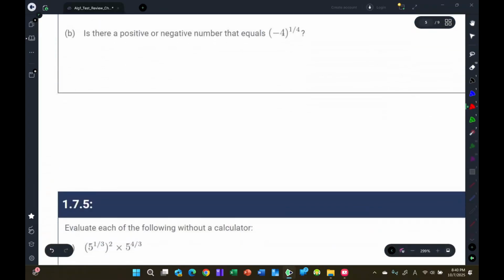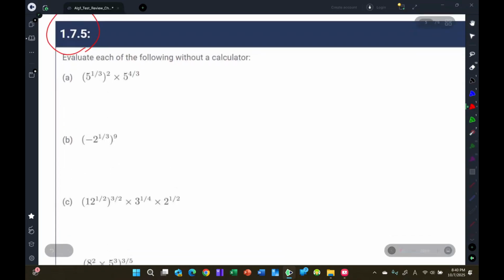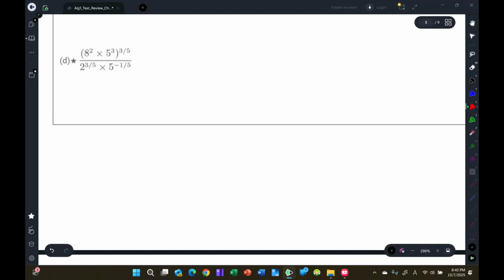And moving down, down, down. I'm going to go over 1.7.5. D, the star-spangled one again. Now, I see 3 different bases: 2, 5, and 8. 3 different kinds of bases. But I think I can rewrite 8 as a power of 2. There, it is a relative of 2, right? So 8 is 2 cubed, and that's going to be multiplied by this 2 that was already there.